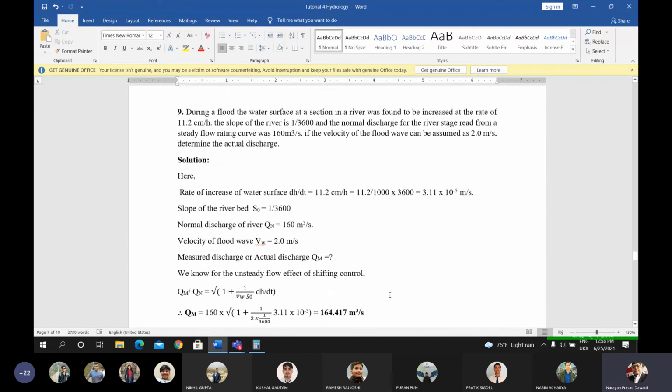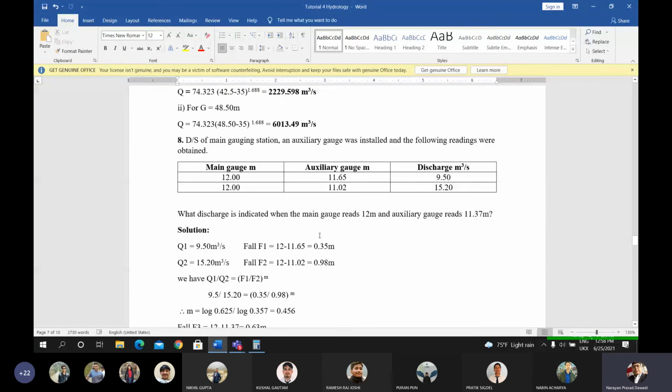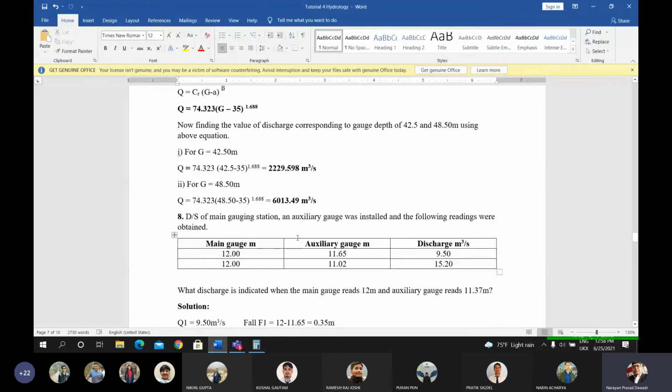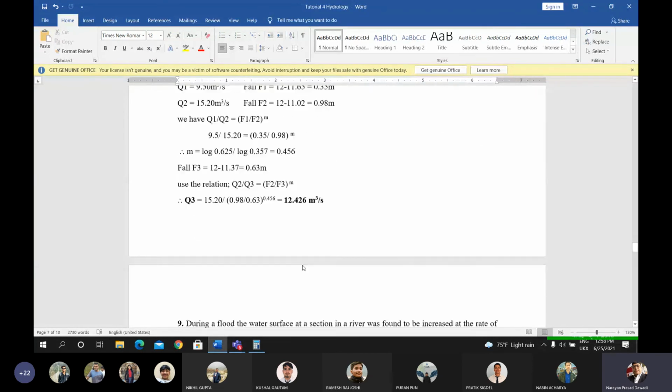Now look at the question. This is the effect of the backwater effect. We have to calculate the discharge Q3.